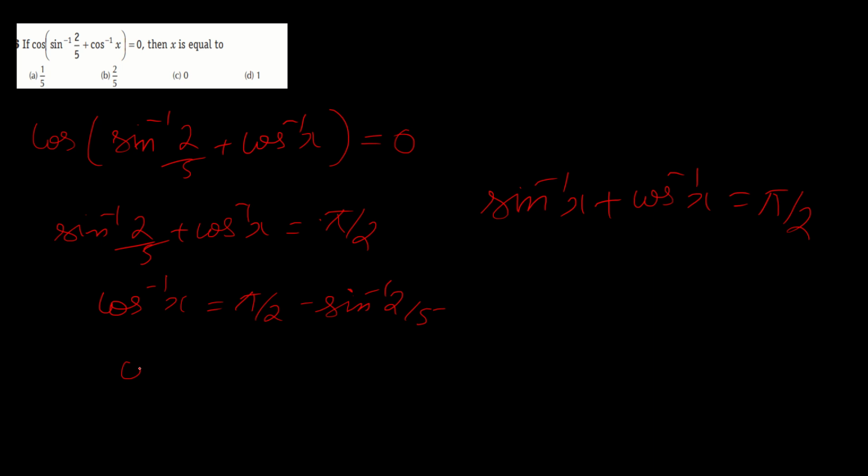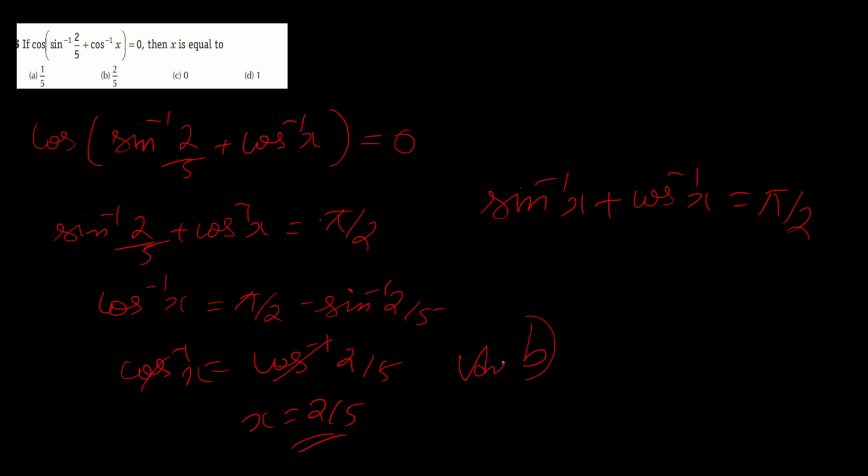So we will get like this: cos inverse x is equal to cos inverse 2 by 5. Cos inverse cancel. So x equal to 2 by 5 is the answer. So answer is option B.